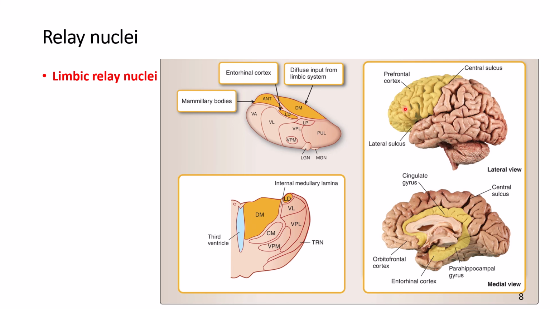This is the prefrontal cortex and the orbitofrontal cortex, the cingulate gyrus, the parahippocampal gyrus, the entorhinal cortex. These are all part of the limbic system. So this is the area that is connected directly or indirectly with the thalamus.